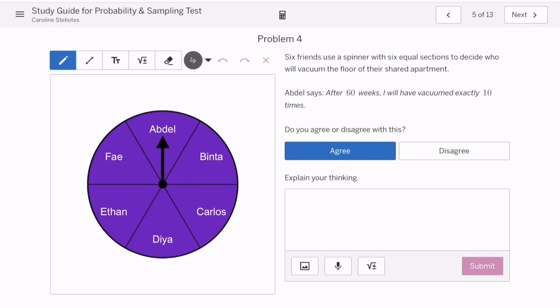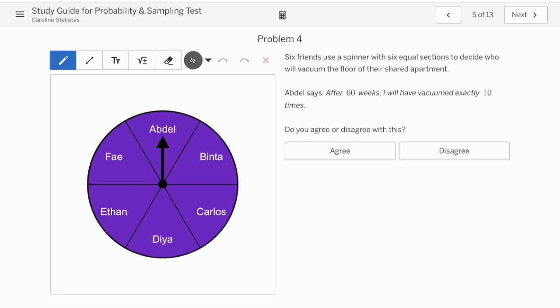Cool. All right, question 4. 6 friends use a spinner with 6 equal sections to decide who will vacuum the floor of their shared apartment. Abdel says, after 6 weeks, I will have vacuumed exactly 10 times. Do we agree with this statement?